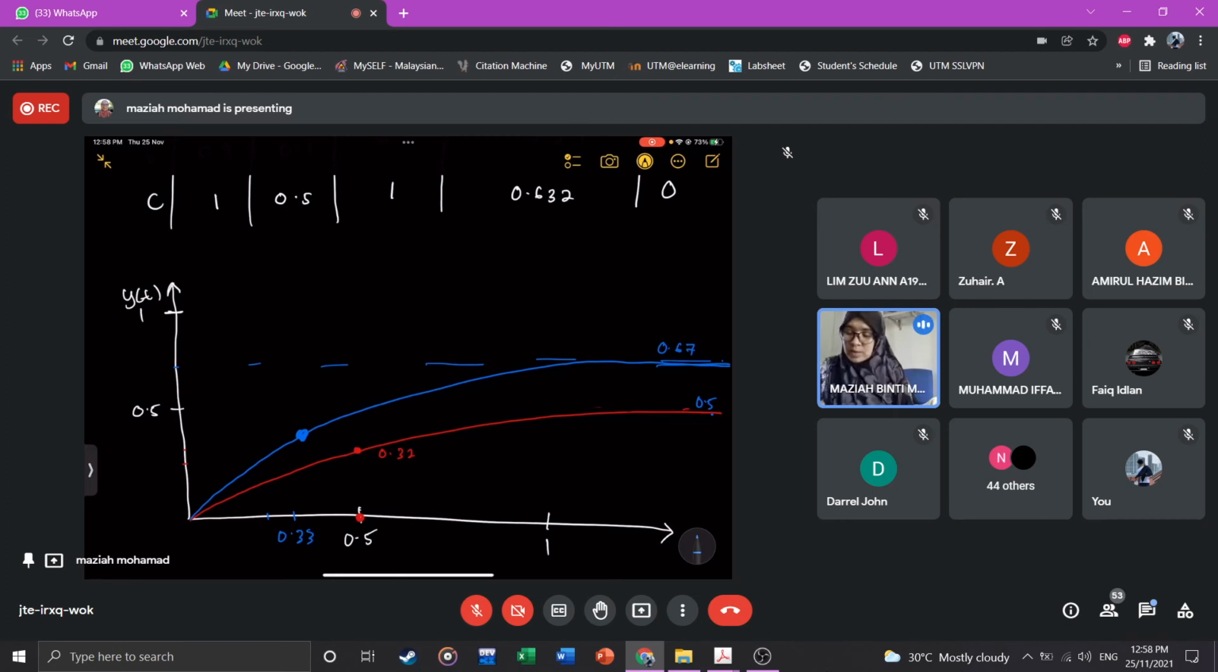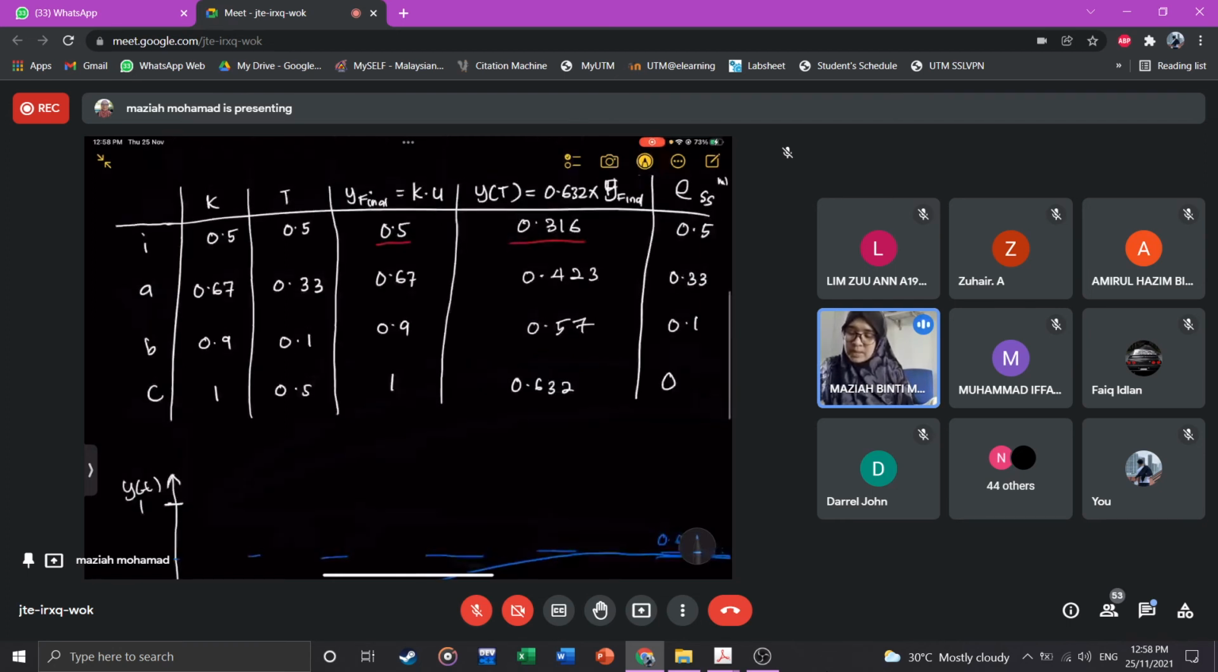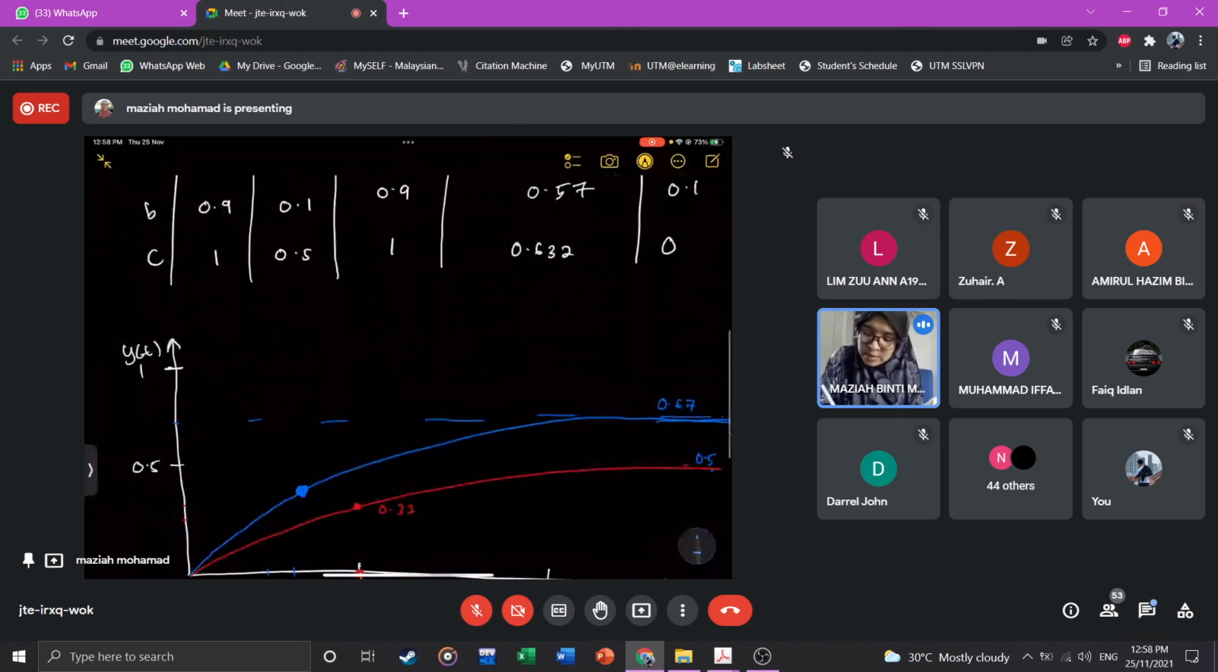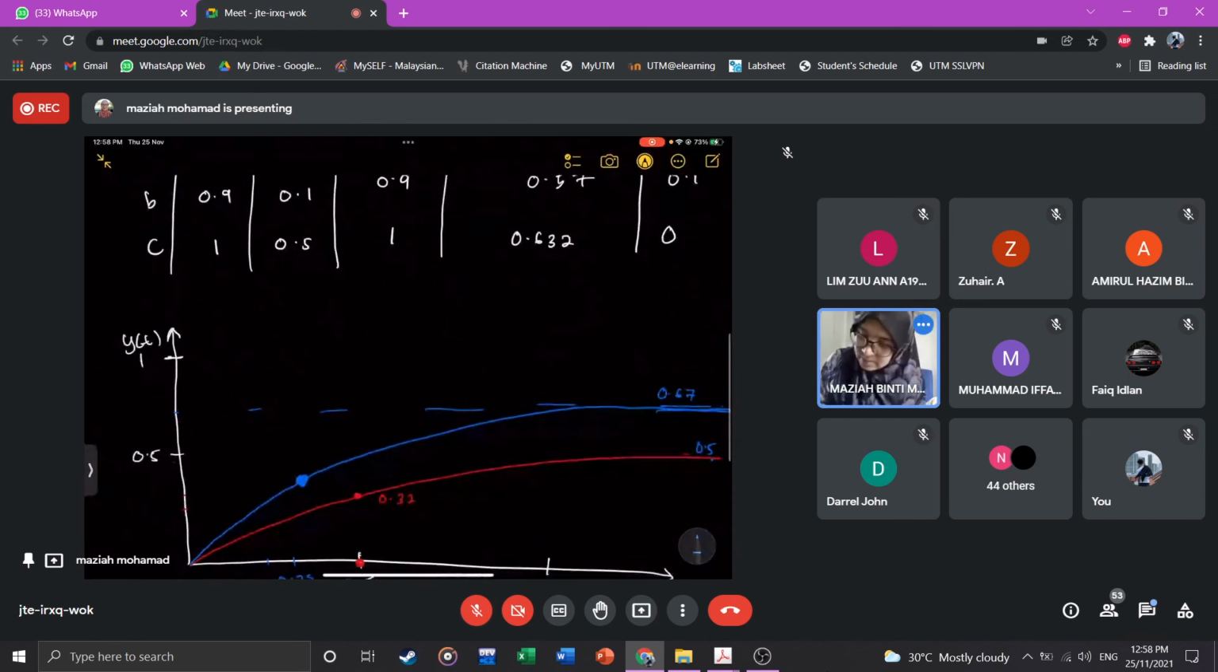Right, let's plot number 3, which is B, 0.9. So it should reach 0.9.